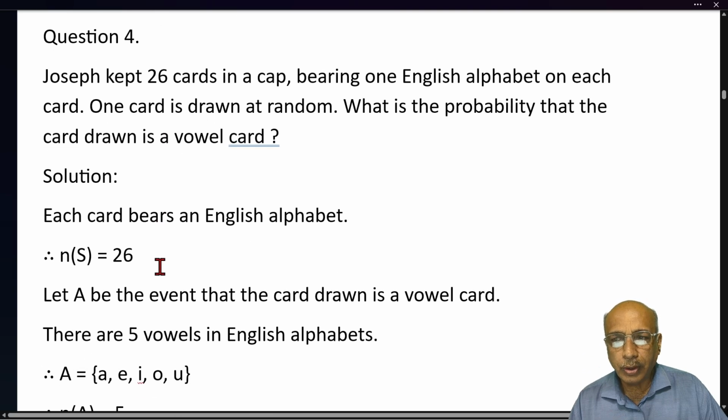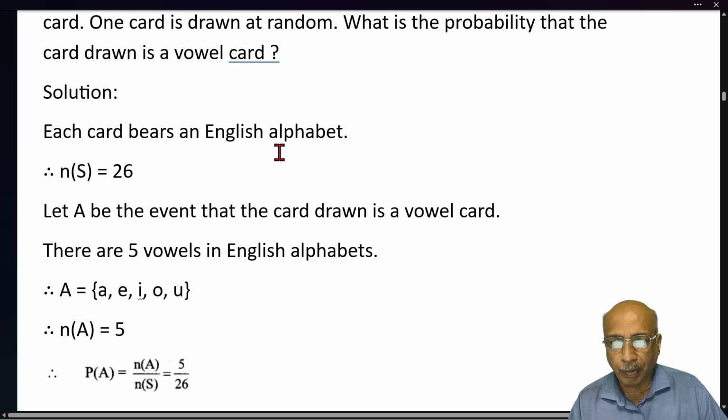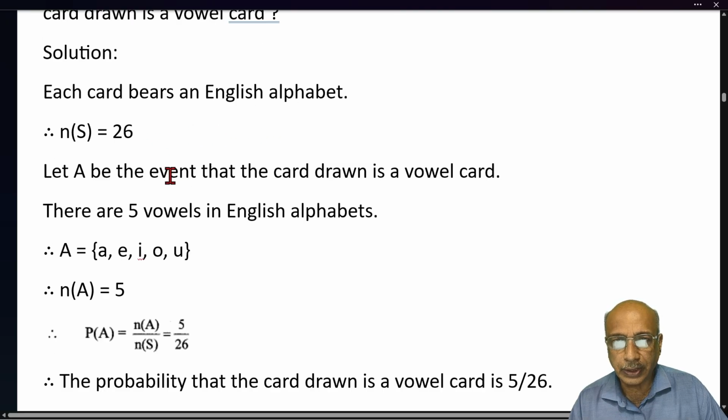Question number 4. Joseph kept 26 cards in a cap bearing one English alphabet on each card. One card is drawn at random. What is the probability that the card drawn is the vowel card? Vowel you know very well. A, E, I, O, U are vowels. So each card bears an English alphabet. A to Z numbers are 1 to 26. So n of S equals 26.